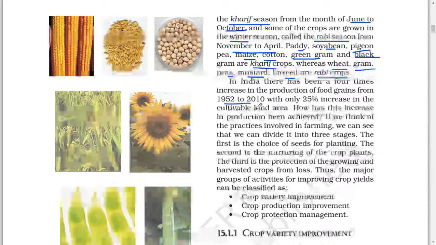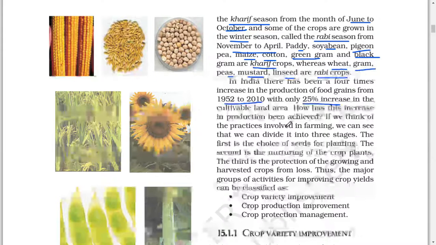In India, there has been a 4-time increase in the production of food grains from 1952 to 2010, with only a 25% increase in the cultivated land area. How has this increase in production been achieved?